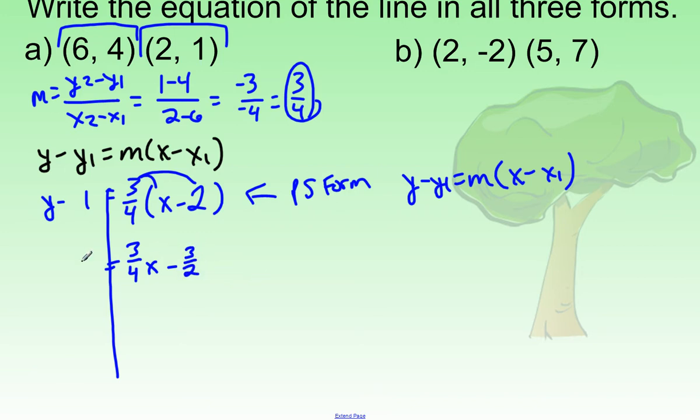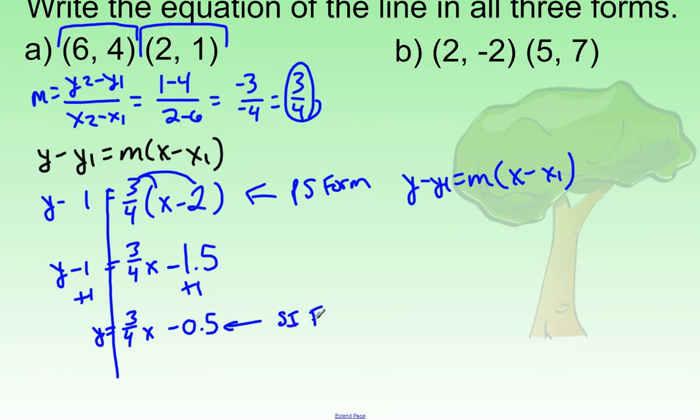Not the prettiest thing in the world, but it's not bad. If you don't like this, you could change it, because this is not the slope. This guy here is the slope. If you don't like it as a fraction, you can change it to a decimal. 3/2 is just 1.5. Oopsie, 1.5 is what I meant to put. 1.5 is fine. And then we get the y variable by itself, so I add 1, y equals 3/4 x minus 0.5, which is now in slope-intercept form, y equals mx plus b.